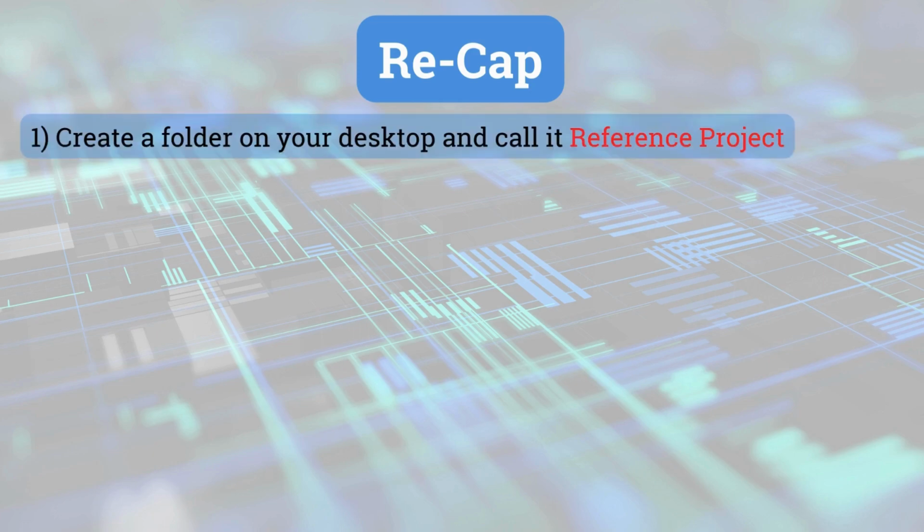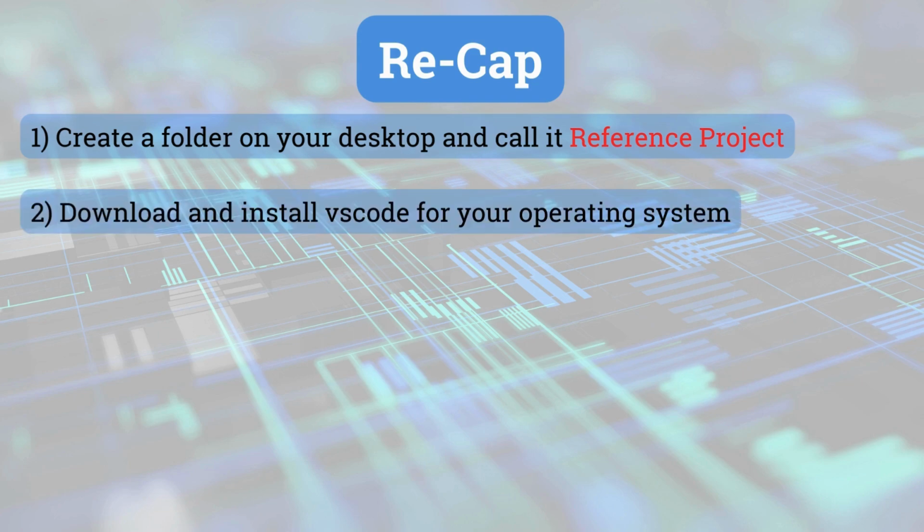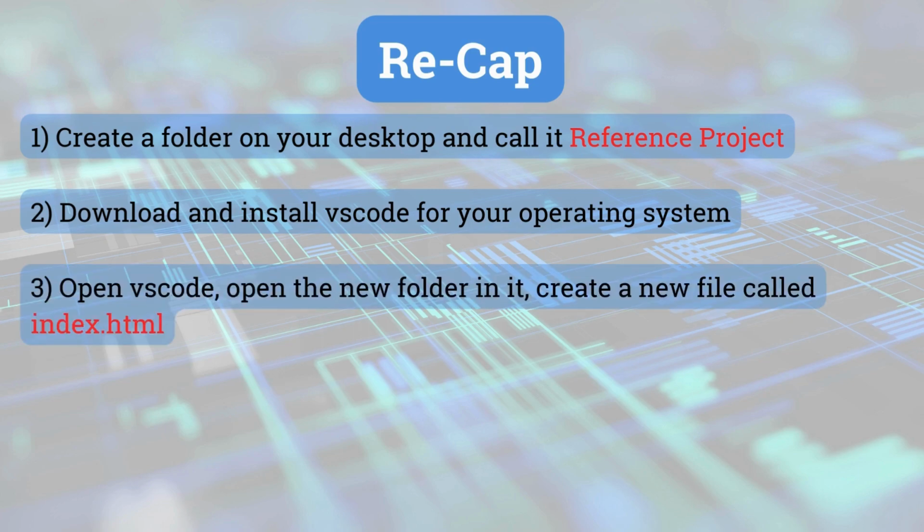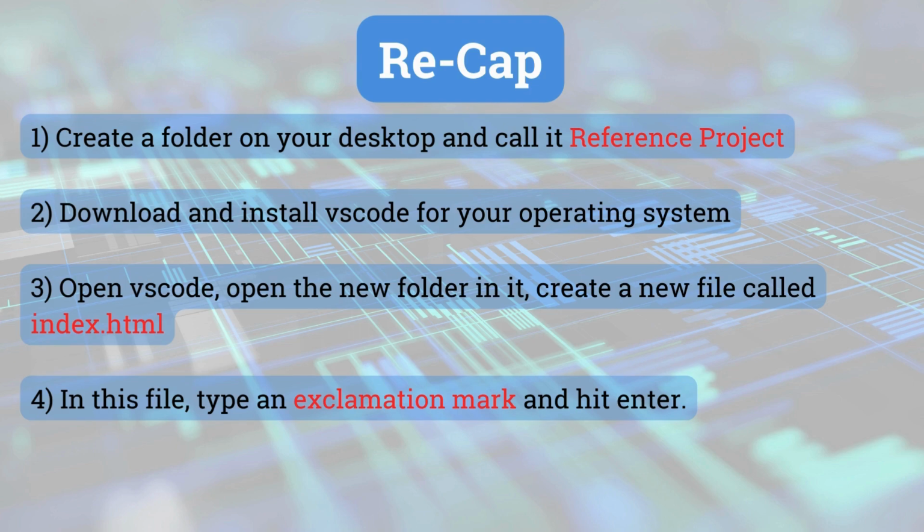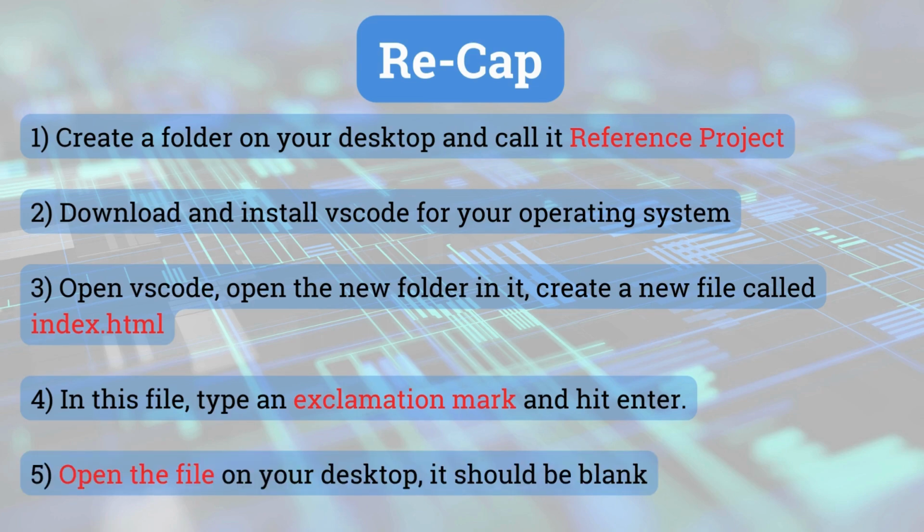First, create a folder on your desktop and call it Reference Project. Next, download and install Visual Studio Code Editor for your operating system from the link in the description. Open VS Code, then open this folder and create a new file called index.html. In the file content, type an exclamation mark and hit enter. This should create a new standard document for you. Open the file from the desktop folder and it should be a blank page as we have not put any content in it yet. If you get stuck, just watch these videos first.